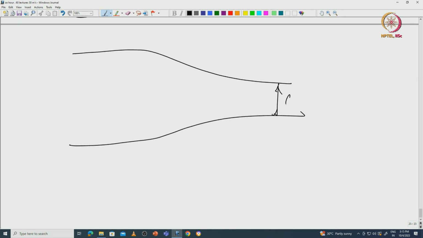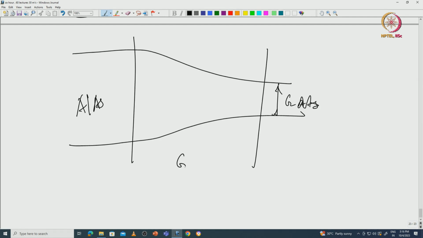Suppose this is, I'm just overblowing and exaggerating the whole thing. This is gallium arsenide, this is aluminum arsenide. So this is your graded junction, where you do not have any abruptness. No abruptness is there.